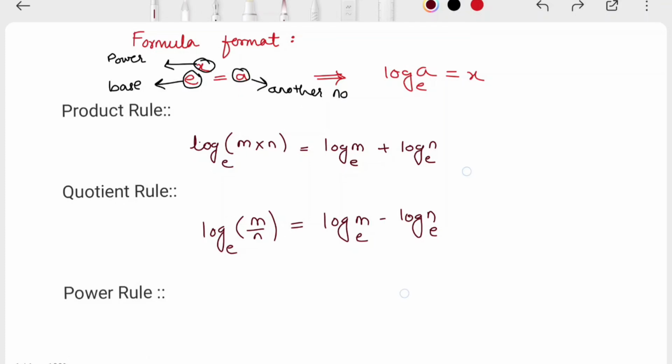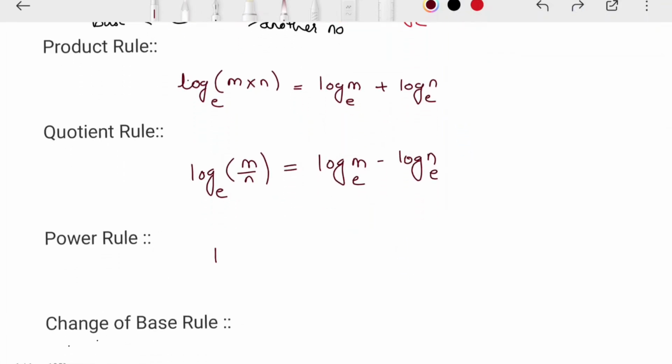Third is the power rule. The power rule is log of m to the power n to the base b is equal to n times log of m to the base b. When there is a power inside the log, you can move that power to the front, which means n becomes the coefficient of log m to the base b.